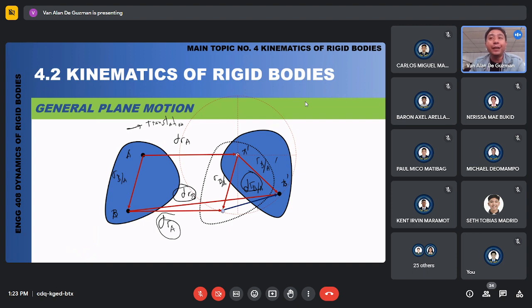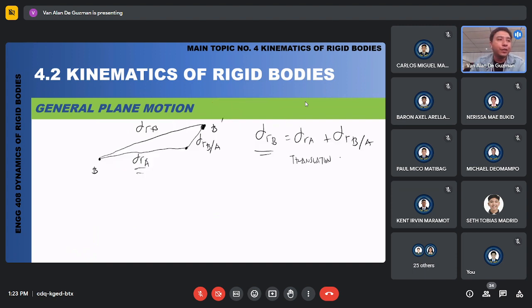Nire-represent niya yung rotation part nitong ating motion. So this one is rotation naman siya. Rotation. Okay? Nagets po ba natin yung part na yan? Yes po. Okay. So, kung ibabangga natin sa ating definition, it is the summation of the components natin ng ating motion, translation, and rotation.